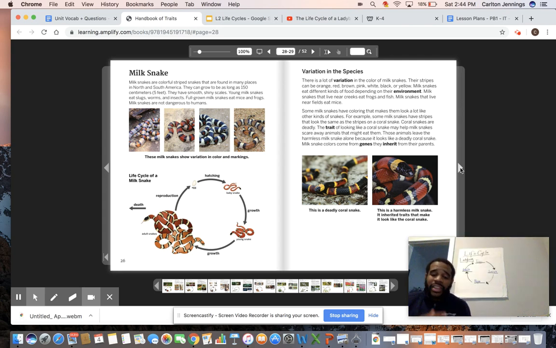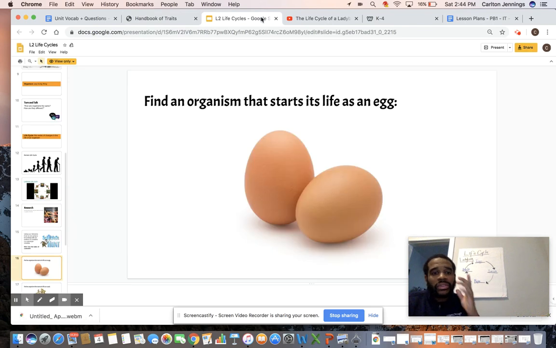This is our first investigation. We were looking for an animal that started off as an egg or hatched from an egg, and a milk snake is the first animal that hatches from an egg. So we're good. Let's see where we're at next. First one, milk snake. Milk snakes start their life as an egg.